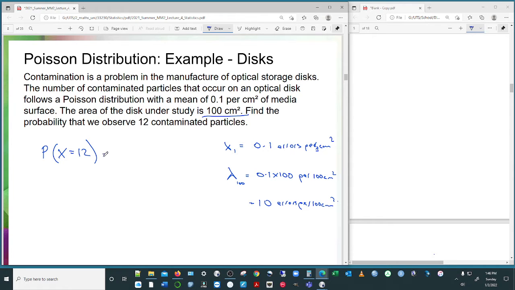So our probability, we'll take that into account. So we've got e to the minus 10, 10 to the power 12 over 12 factorial, just using the same equation that we saw before, and so we get 0.0948. So the probability is 0.0948.